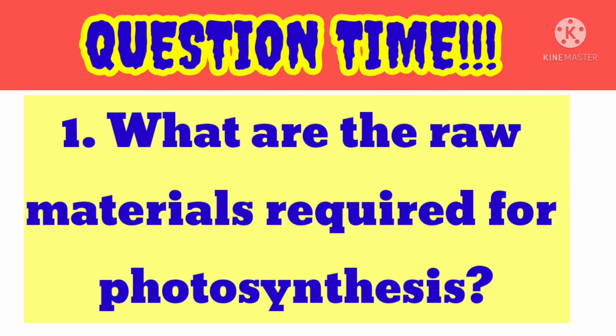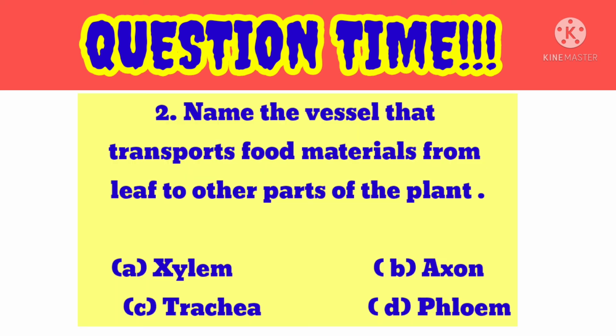Let's have a question time. Question number 1. What are the raw materials required for photosynthesis? Question 2. Name the vessel that transports food materials from leaf to other parts of the plant. Option A, xylem. Option B, axon. Option C, trachea. Option D, phloem.